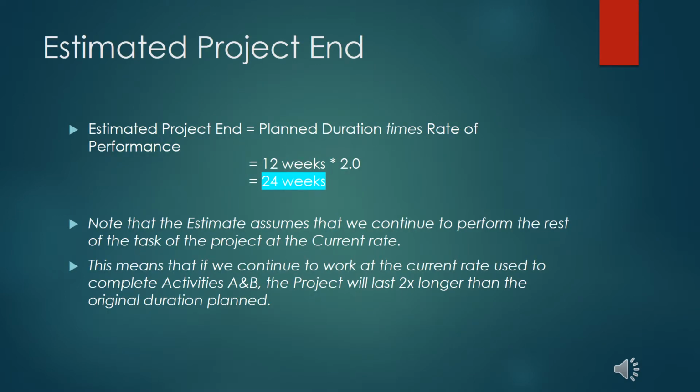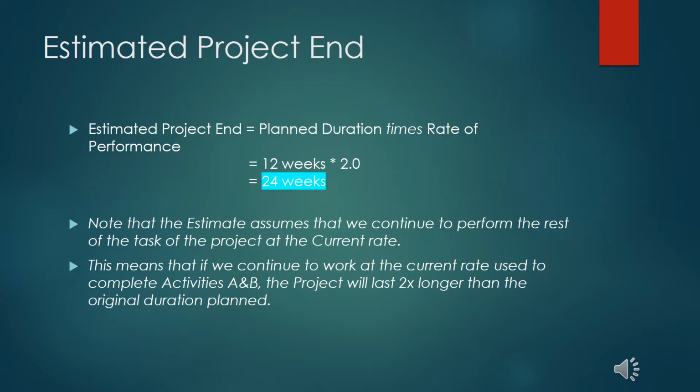We are going to calculate for the estimated project end. The estimated project end is planned duration multiplied by the rate of performance. From our previous equations, we got 12 weeks for planned duration and 2 for rate of performance. Note that we are not using the percentage of the rate of performance, which is 200%. This is because we are trying to find the estimated project end. So we are going to use the number we derived by dividing 6 weeks by 3 weeks when we were calculating for the rate of performance, which is 2.